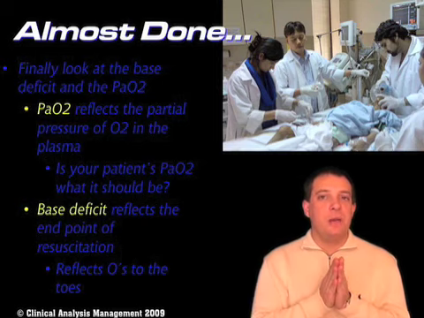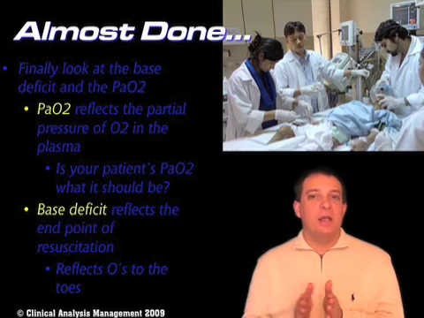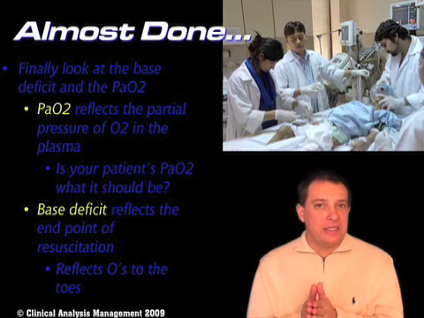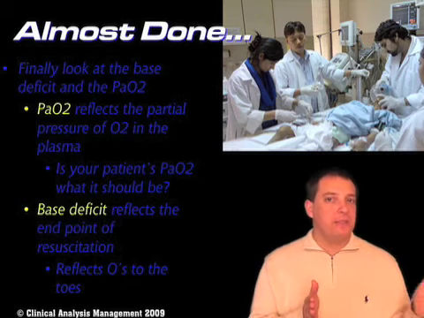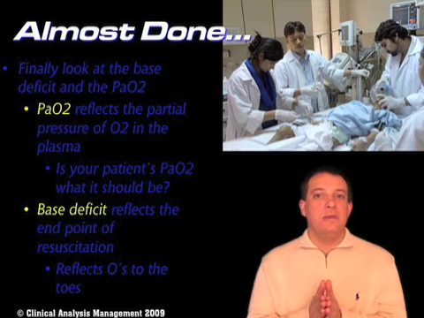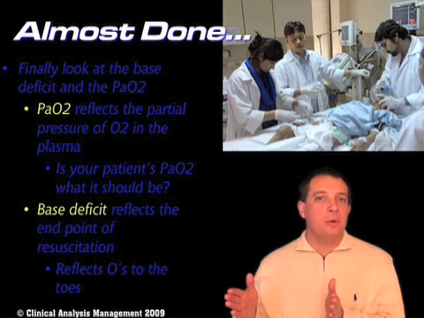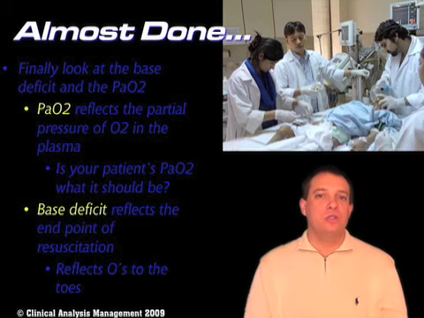If the patient has metabolic alkalosis, they are going to have a base excess. If the patient has metabolic acidosis, they are going to have a base deficit. And the worse the acidosis, the worse the base deficit, the more negative the number. If the patient has alkalosis, the higher the number, the more positive the number, the more alkalotic they are. So we're always trying to get them closer to zero.